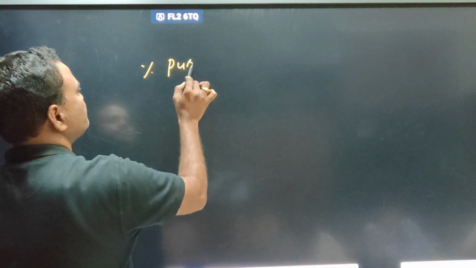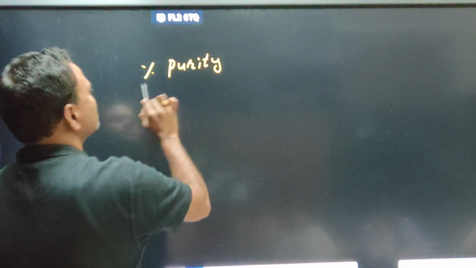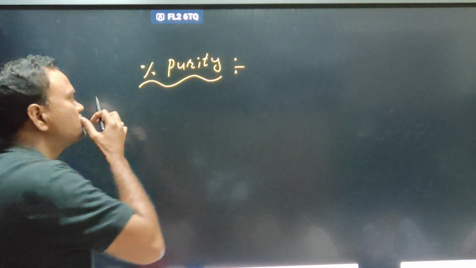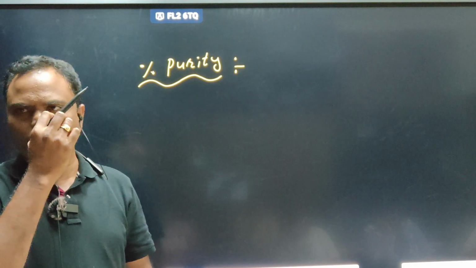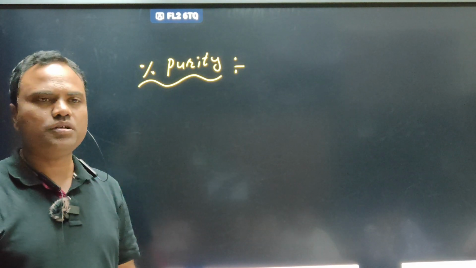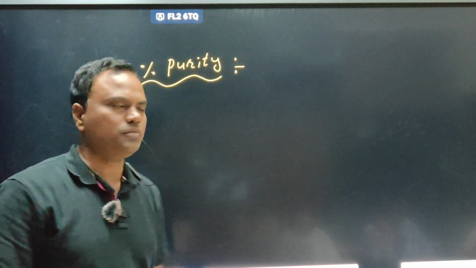Next, keep reading. Percent purity. We will do numericals. We will continue numericals after completing the theory part. Percent purity: what is the meaning of percent purity?